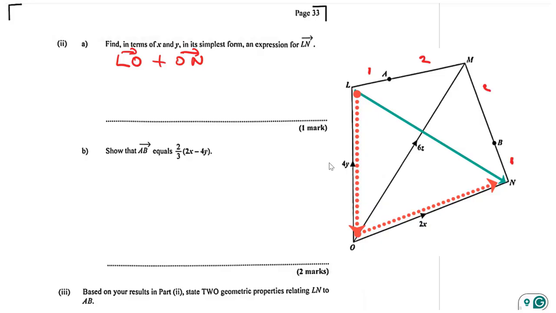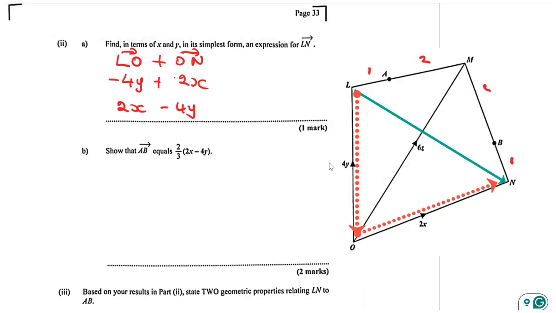Now, vector LO is negative 4y because we're going opposite to vector OL. So this is negative 4y. And vector ON is 2x. Again, we tend to write the positive first. So this is going to be 2x minus 4y.